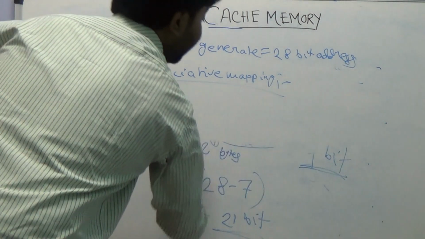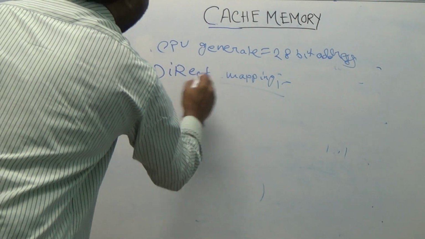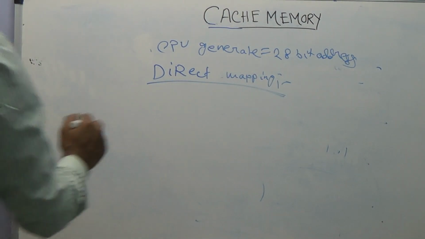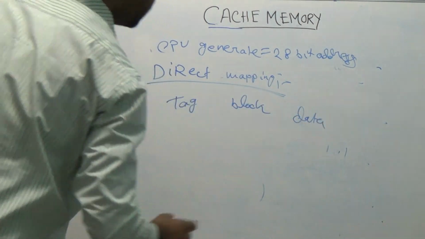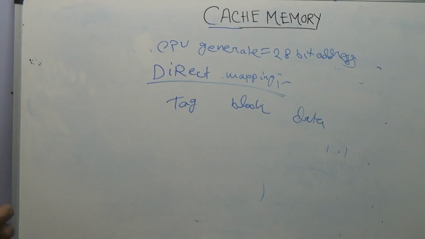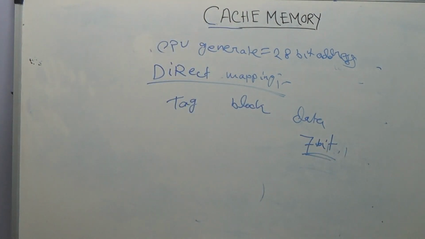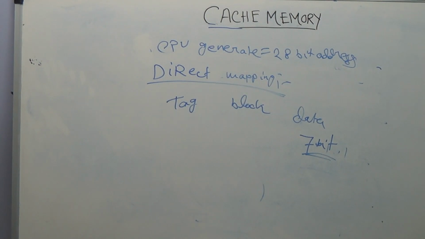Now come to the direct mapping technique. In case of the direct mapping technique, there are three fields. Number one is tag, number two is block, number three is data. From the previous solution, we get the data field equal to 7 bits. So the remaining is 28 minus 7, that is 21 bits. Under these 21 bits, some bits are for the tag value, some bits are for the block value. So first calculate the block field.